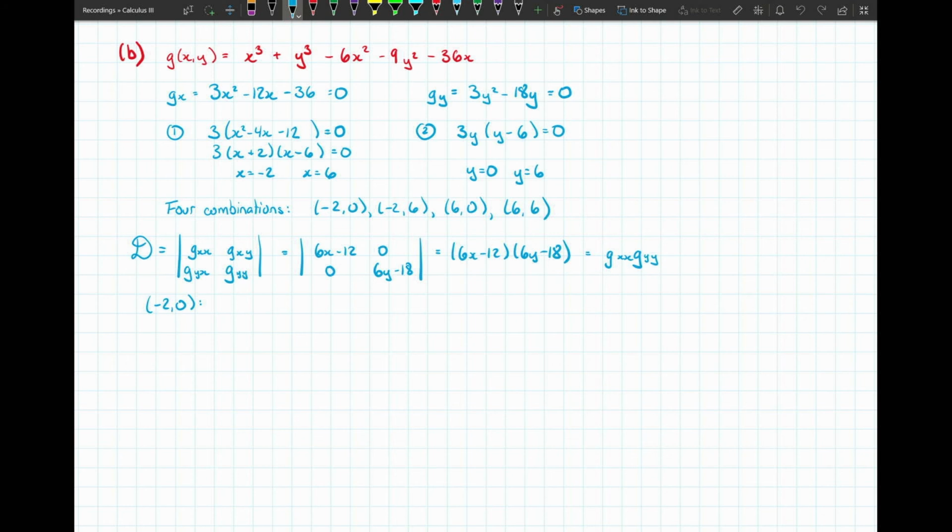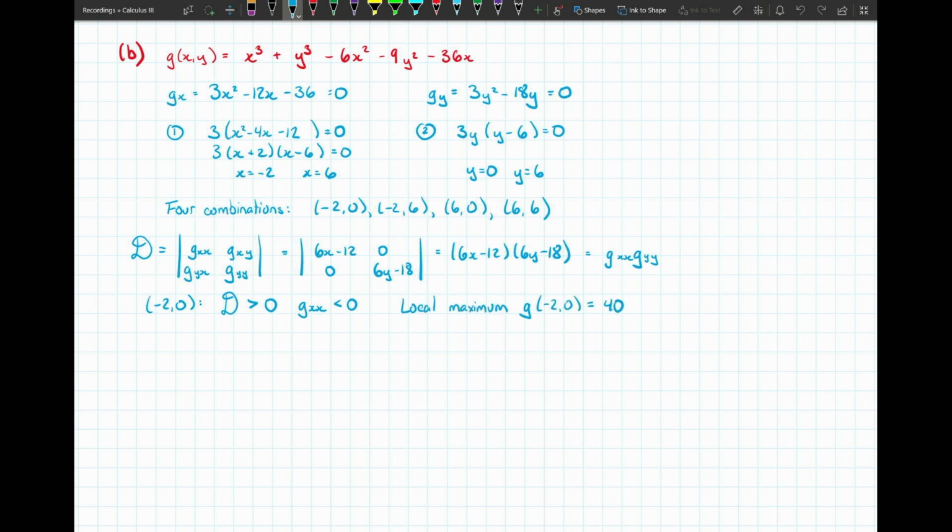Two negative factors put together tell us that the discriminant is positive. In that case, we still have to check whether g_xx is positive or negative. But since g_xx is actually that first factor, we already know that it is negative. That tells us that we have a local maximum when x is negative 2 and y is 0. If we plug those values into the function, then g is equal to 40, and there's our local maximum.